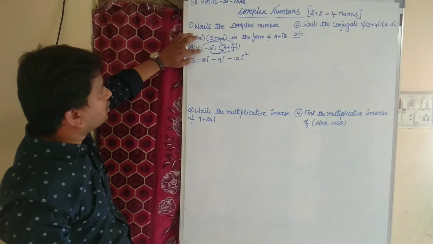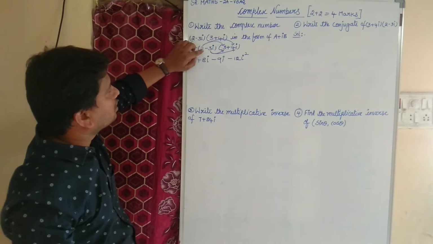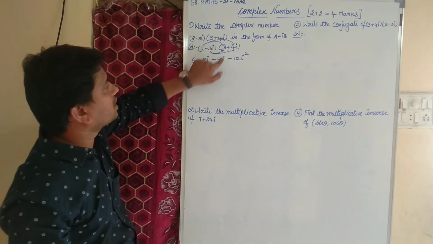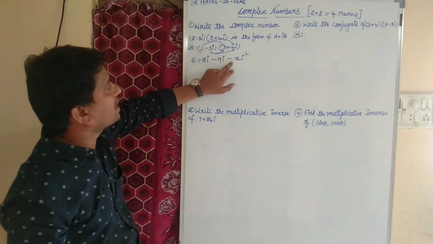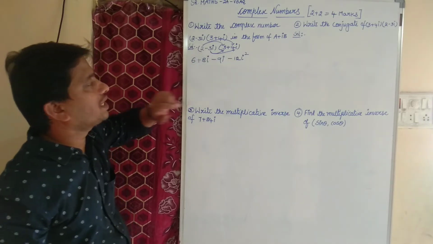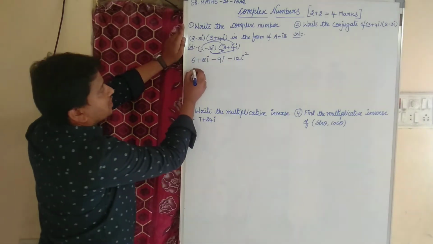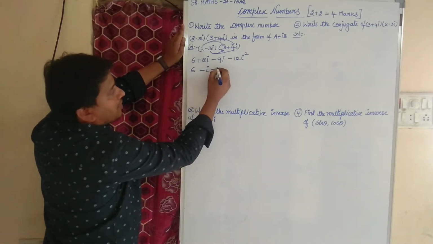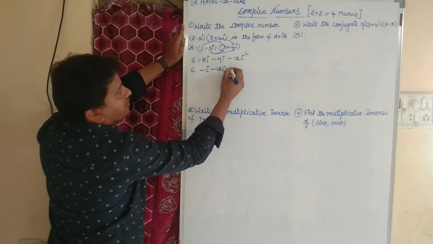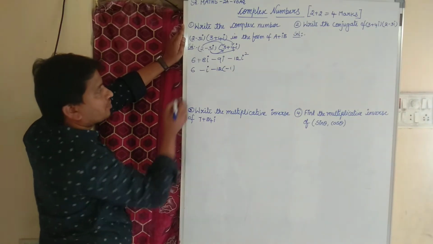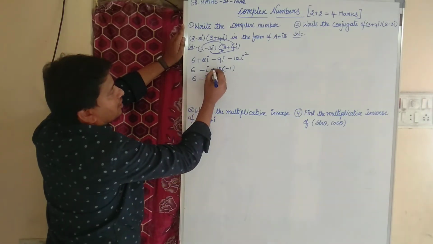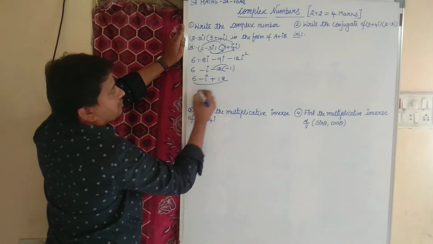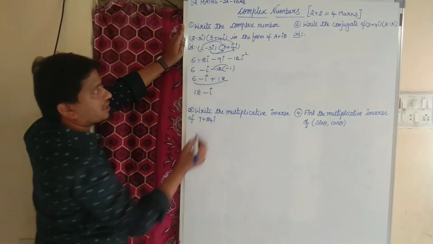Is it clear, children? 2 into 3 is 6 plus 2 into 4i is 8i, minus 3i into 3 is 9i, minus into plus is minus, 3 into 4 is 12 i into i square. So 6 plus 8i minus 9i, which is minus i, minus 12 into i square, and we know that i square value is minus 1. So 6 minus i, minus into minus plus 12. So 12 plus 6 is equal to 18 minus i.